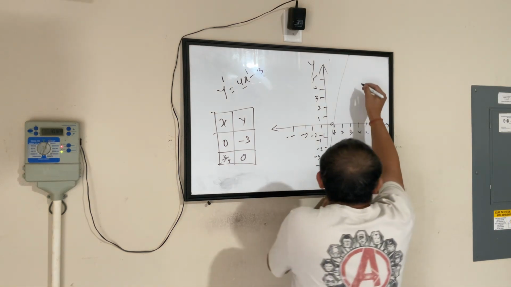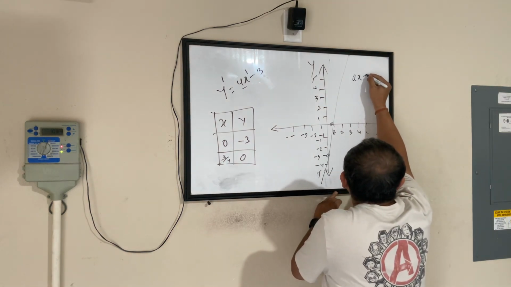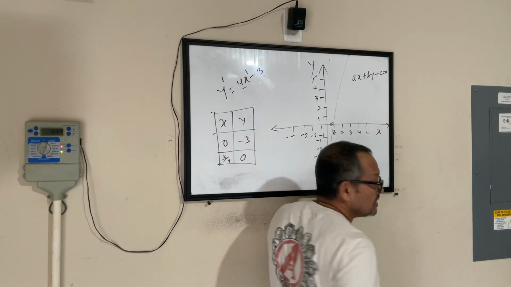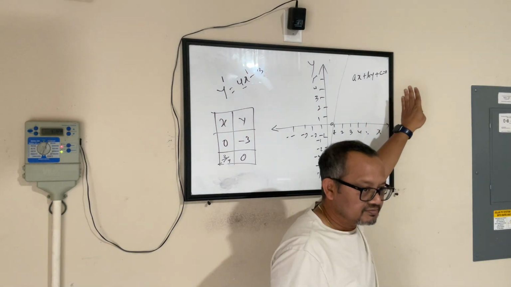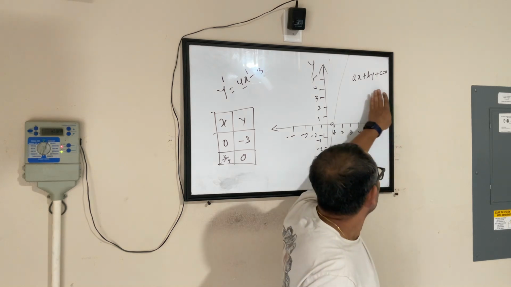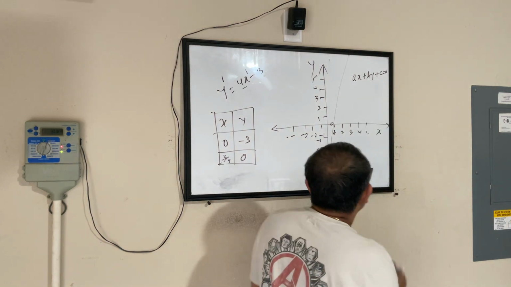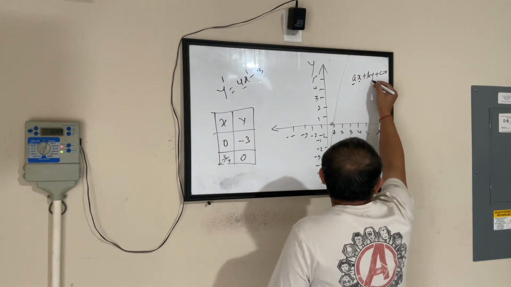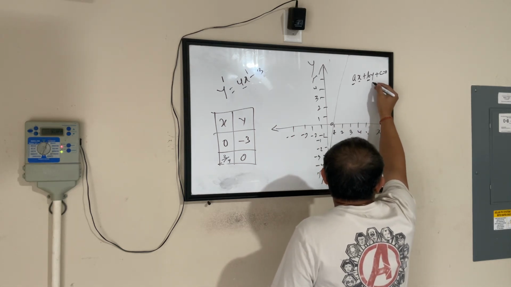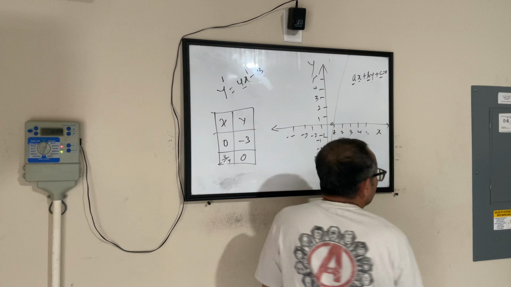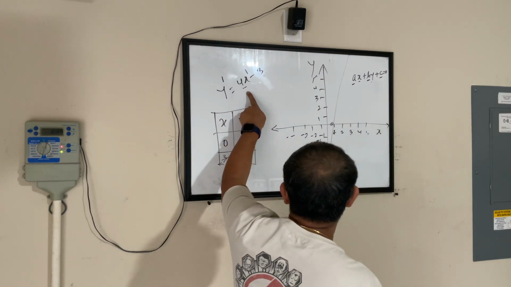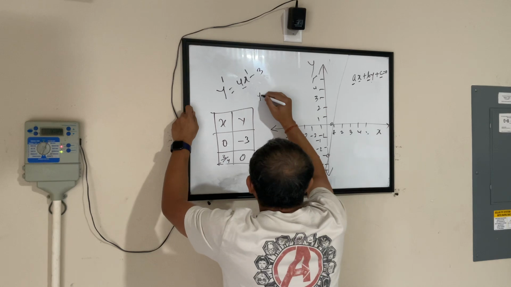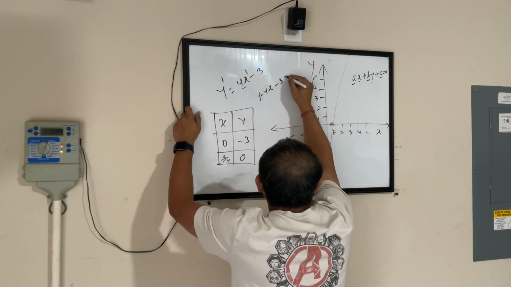One is called the standard form, which is ax plus by plus c equal to 0. This is the most standard form of a linear equation, where a is the coefficient of x, b is the coefficient of y, and c is the constant value. If you relate with this equation, if I put everything on one side, it becomes y minus 4x minus 3 equal to 0.